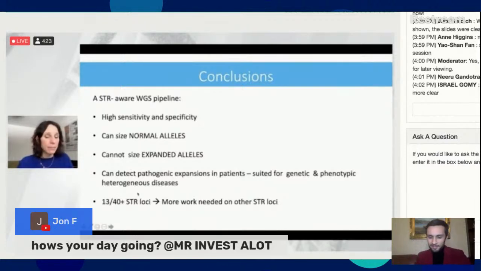The pipeline can detect pathogenic expansions in patients and is particularly suited for genetically and phenotypically heterogeneous diseases. We've tested, obviously, 13 of over 40 short tandem repeat expansion loci, so more work will be needed to test this pipeline on other loci.